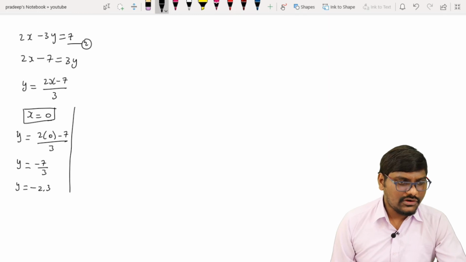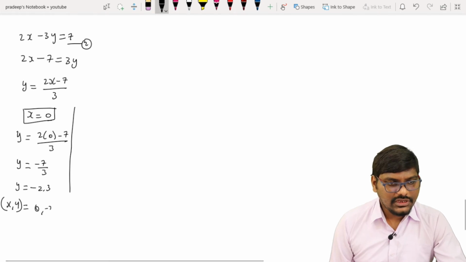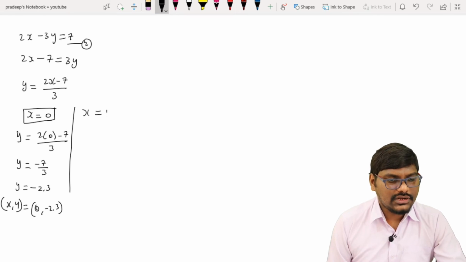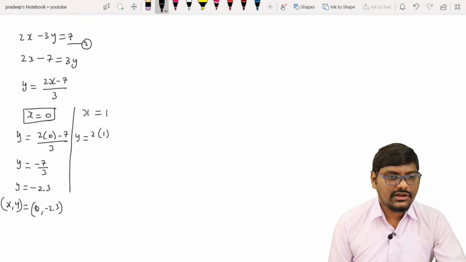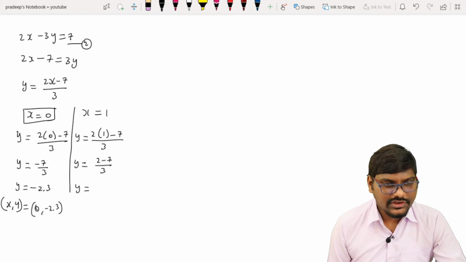So here, the coordinate, x comma y: when I took x equal to 0, I'm getting y as minus 2.3. Now I'll take x equal to 1. I'll take the same equation, y equal to (2x minus 7) by 3. In the place of x I'm substituting 1. So y equals 2 1s are 2, minus 7 by 3. Now 2 minus 7 is how much? That is minus 5 by 3.